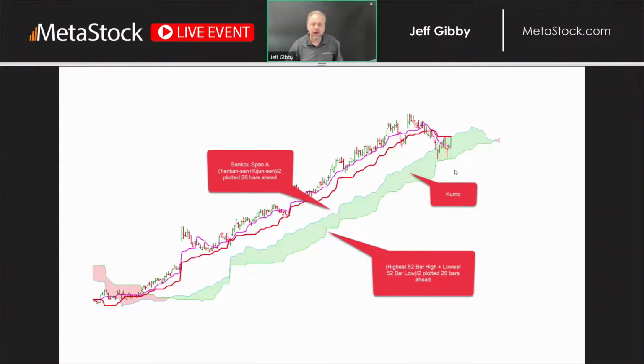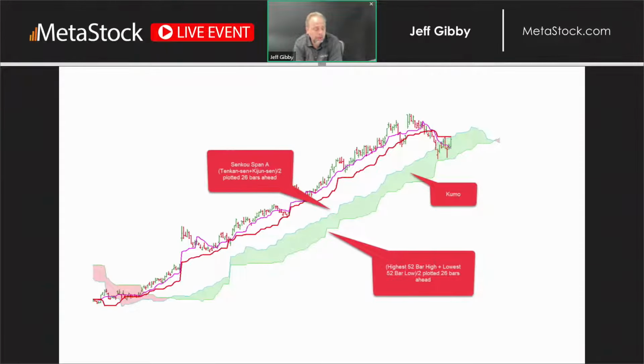Okay. Oh, wait, no, this is a new chart. So this one is going to talk a little bit about the cloud, or the Kumo. Kumo is cloud in Japanese. So don't call it the Kumo Cloud, because you're just saying cloud. Just call it the Kumo, and that's good. And I'll try not to call it the Kumo Cloud either.